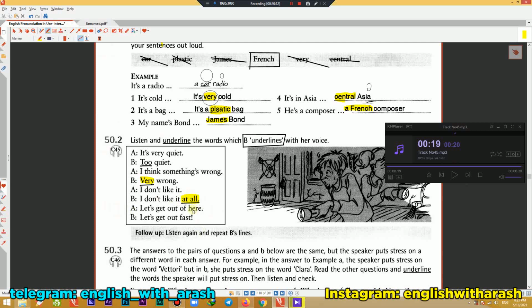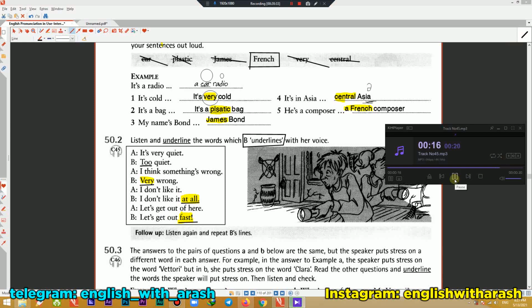Good, Ali. Like no, Ali. At all, good, Ali. Parisa, fast, good. Fast is also true. And at all, good, Parisa. Fast. So actually it's fast here, I think.